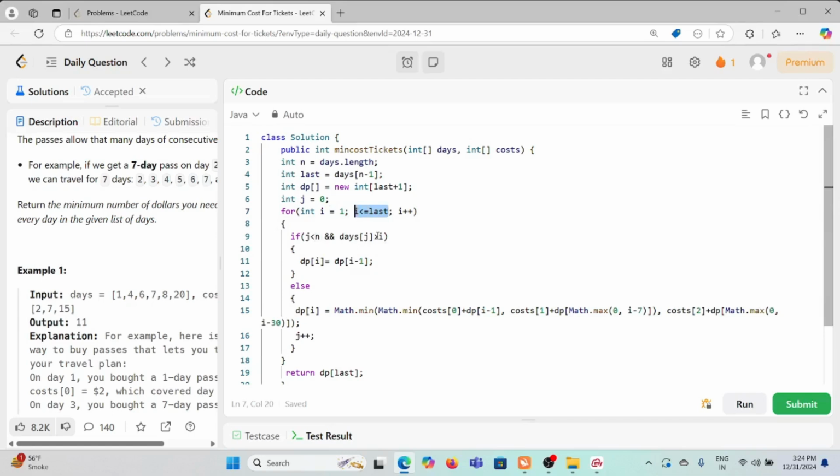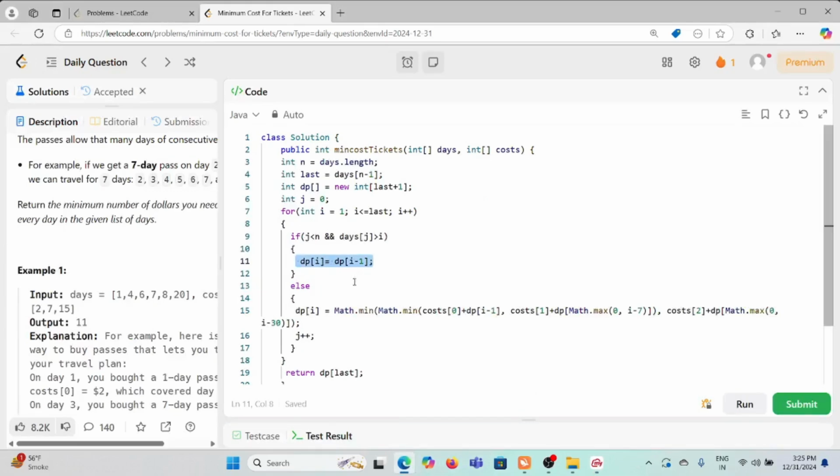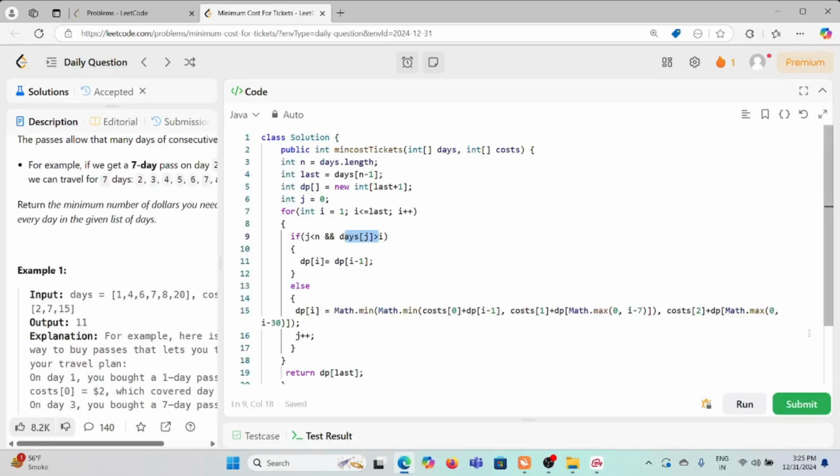Then I am checking, while day[j] is greater than i, I put dp[i] equal to dp[i minus 1], because we are not increasing the cost in that case. It is the same case we handled when this was 4 and at i equal to 2 or i equal to 3 we were putting 2 and 2 only. If day[j] is greater than i, that means we are not traveling on all those skipped days, so our cost would be the same as the previous step. But if it is equal to i, just like we did when we came to 4 and at this location it is 4, then we use this formula.